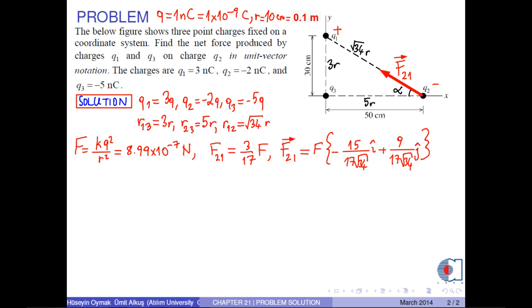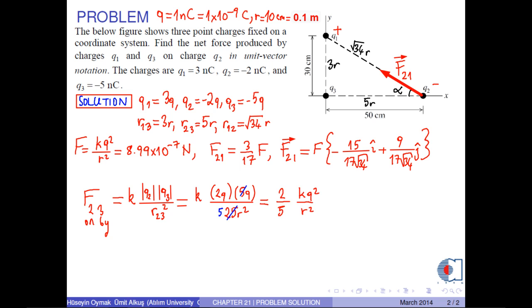Next, the magnitude of the force on charge 2 produced by charge 3 is K times the absolute value of Q2 times the absolute value of Q3 over R23 squared. With the corresponding expressions, the magnitude of F23 can be written as 2 over 5 times k times q squared over r squared. As you remember, k times q squared over r squared is called f. So F23 has the magnitude of 2 over 5 f.